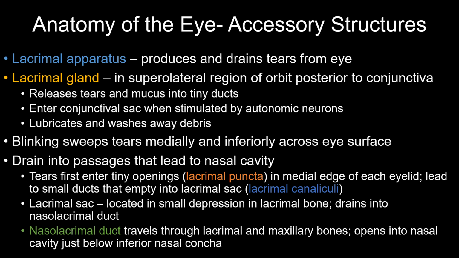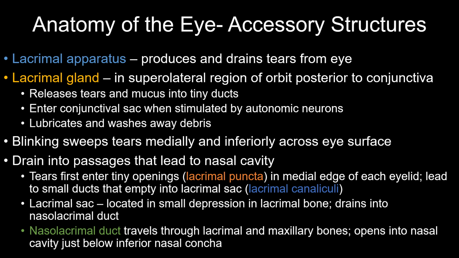Well, where does it go after that? Well, blinking is going to sweep the tears medially and inferiorly across the surface of the eye, where they then drain into a series of passages that lead into the nasal cavity. These tears first enter the lacrimal puncta, or if it's just one, it's the lacrimal punctum. And these are tiny holes in the medial edge of each eyelid. These puncta are continuous with the lacrimal canaliculi, or lacrimal canals, which are small ducts emptying into the lacrimal sac.